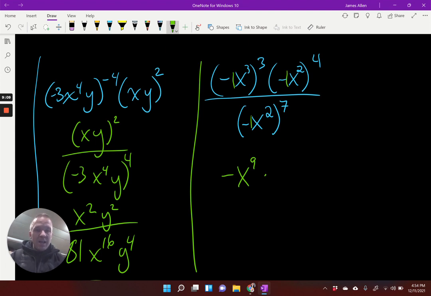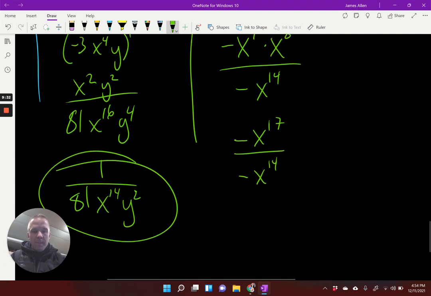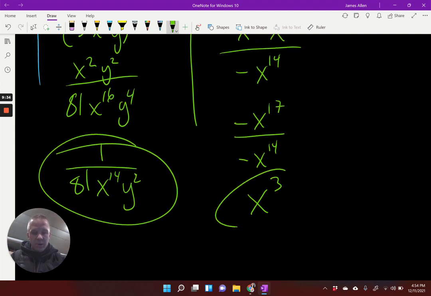Then this next one, negative 1 to the 4th becomes positive 1, so it just goes away, and it becomes x to the 8th. Down here, negative 1 to the 7th, that's an odd power, it's going to remain negative, and I get x to the 14th. Now I can put some things together. I have negative x to the 17th over negative x to the 14th. That's going to become positive x to the 3rd.